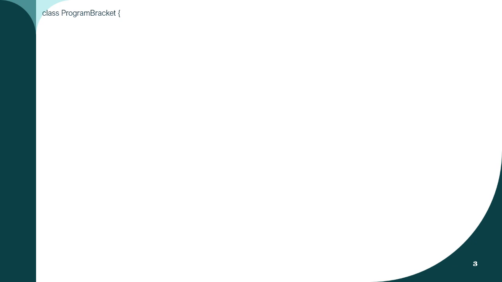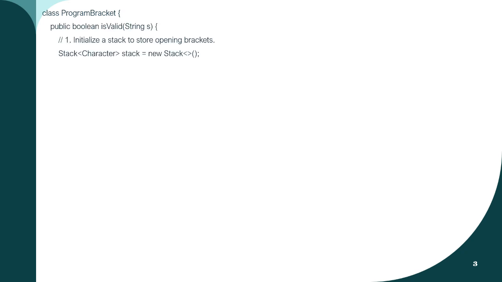Now, I've named the program as program bracket. We'll definitely look into the actual code, how it is going to run, and what the steps in it are. But let's break down that program into steps where we can understand it and then logically solve it. The very first thing is that we have written a method over here, an isValid method, which is going to take a string as an input.